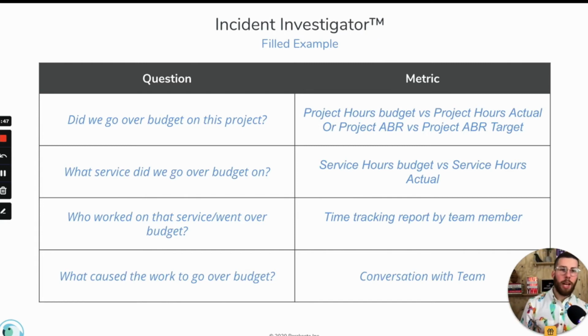And then a couple of examples of ways you could answer that, maybe total project hours versus the budget, or what the project ABR was versus the budget, with the target. What services did we go over budget on? So maybe if I'm tracking time against a specific set of services, I can run a report to get the hours tracked against those services versus what the budget was. If I want to know who was working on that, maybe I can run a report for the team.